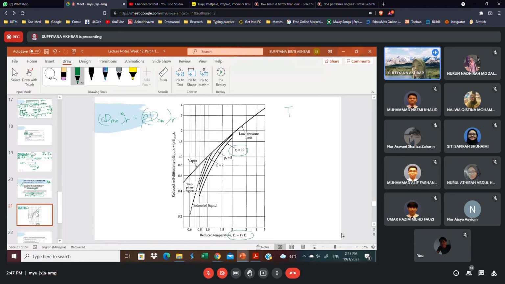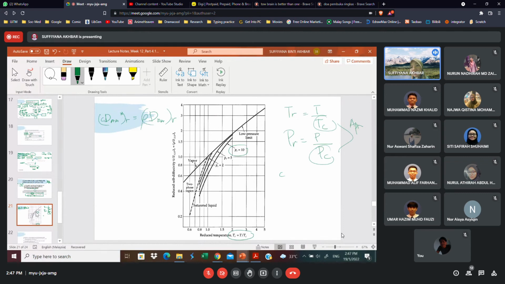So how to find TR? TR is temperature divided by the critical temperature. Pressure, I have said this a million times, I have given this lecture before. So pressure PR is pressure divided by the critical pressure. So how to get the TC and PC? From the appendix.